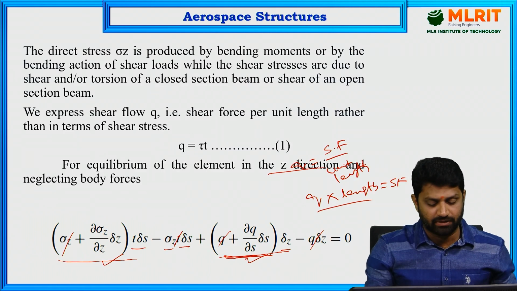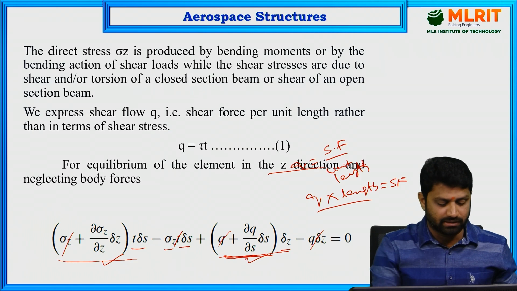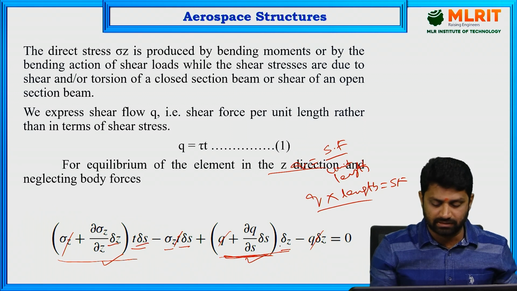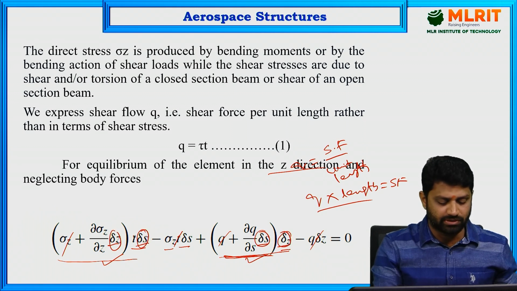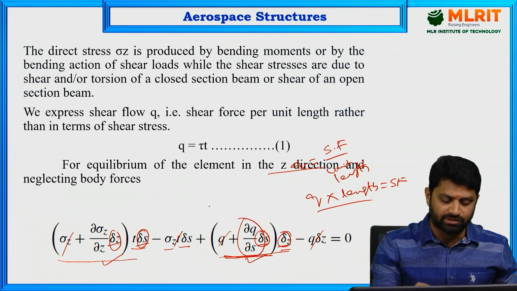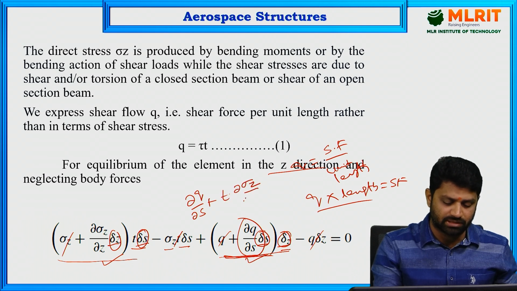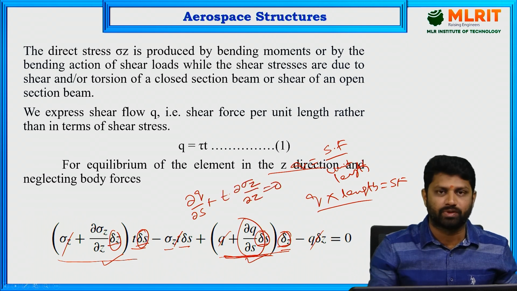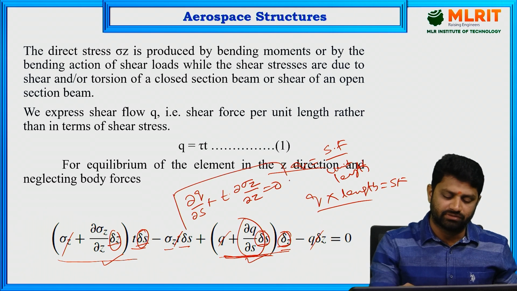Okay, and when you reduce the form of the equation, delta z and delta s are common in these two terms, and you can take them out, and you can write ∂q by ∂s plus t into ∂sigma z by ∂z equal to 0. Okay, so this is the equation we were going to derive.